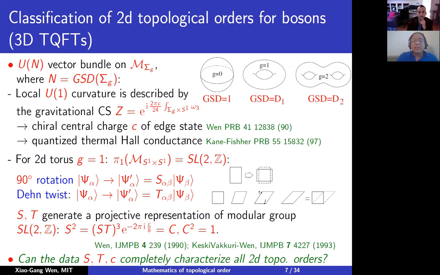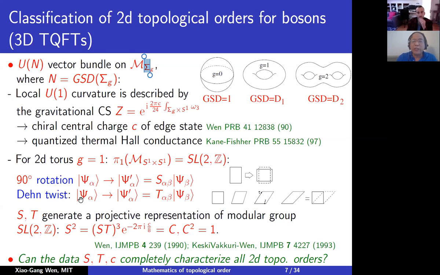Then if the genus is one, we have the pi one of this moduli space. It's actually SL(2,Z), the modular group. And we can say this modular group is generated by a 90-degree rotation. For example, we can deform this torus from a tall rectangle to a short rectangle, and these two rectangles differ by a diffeomorphism, the XY exchange, the 90-degree rotation diffeomorphism. That is called the S matrix.